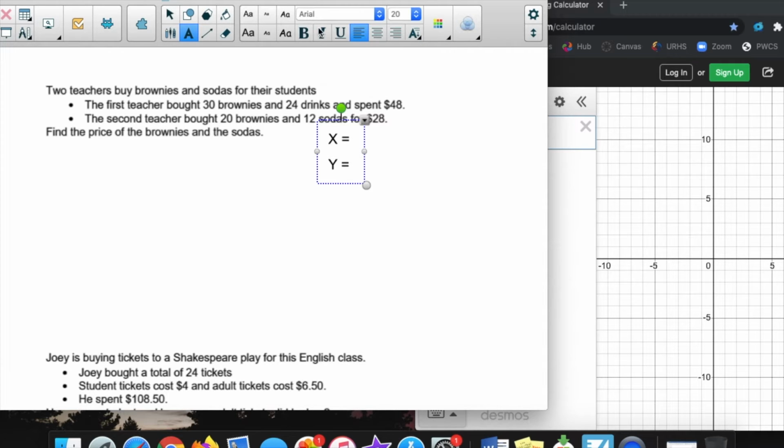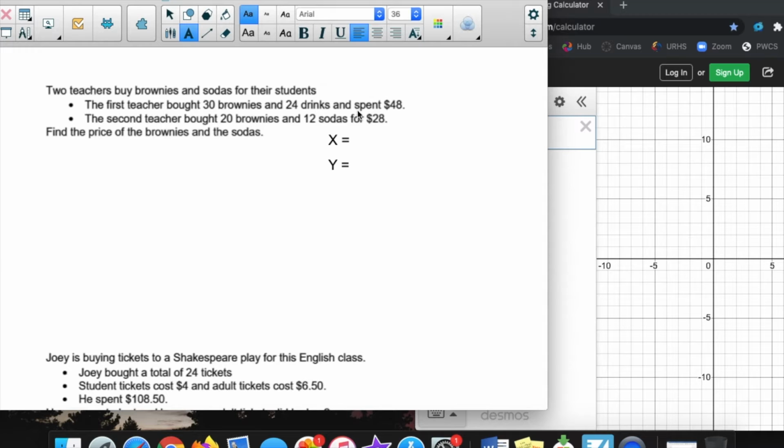But again, let's just read through this first one. It says two teachers buy brownies and sodas for their students. Wow, how nice is that? The first teacher bought 30 brownies and 24 drinks, it should say sodas, and spent $48. The second teacher bought 20 brownies and 12 sodas and spent $28. And so it wants us to find the price of the brownies and the sodas. Okay, so that's the situation.